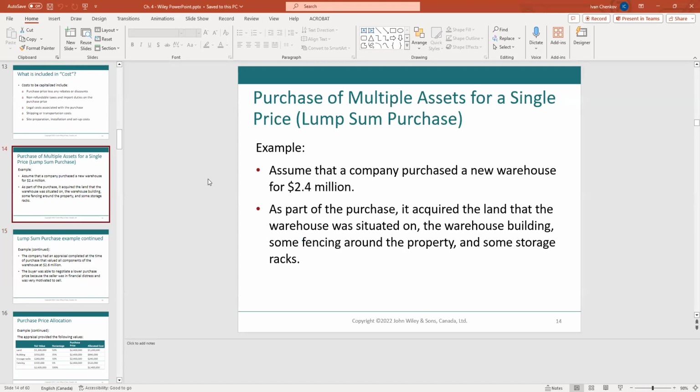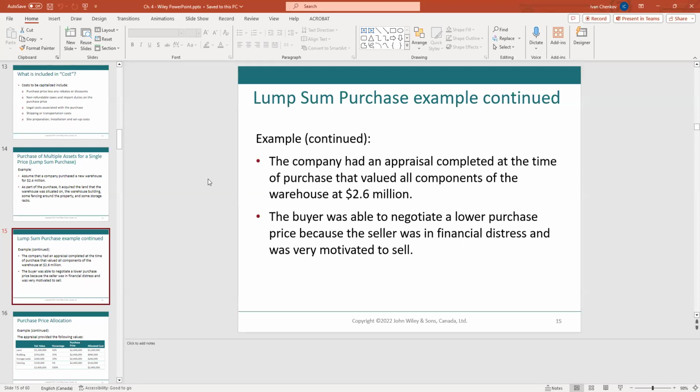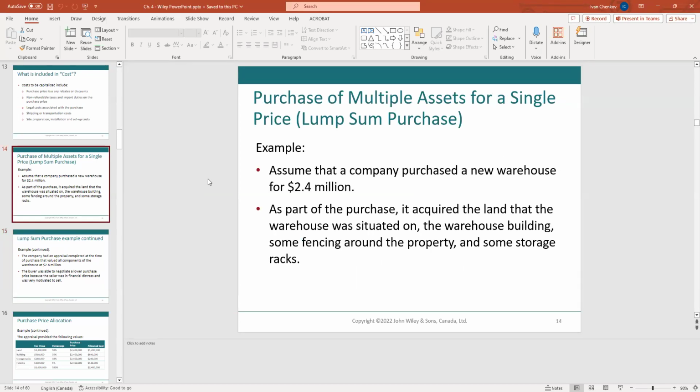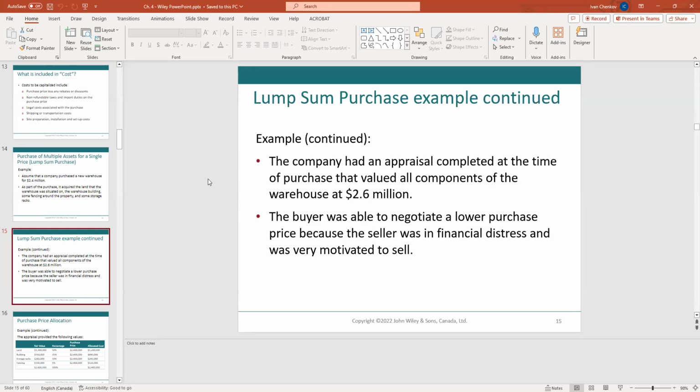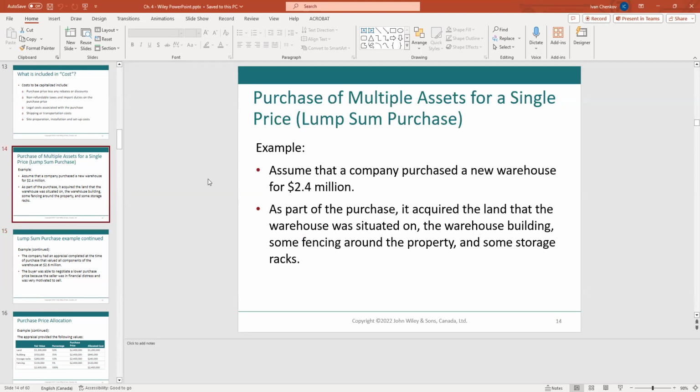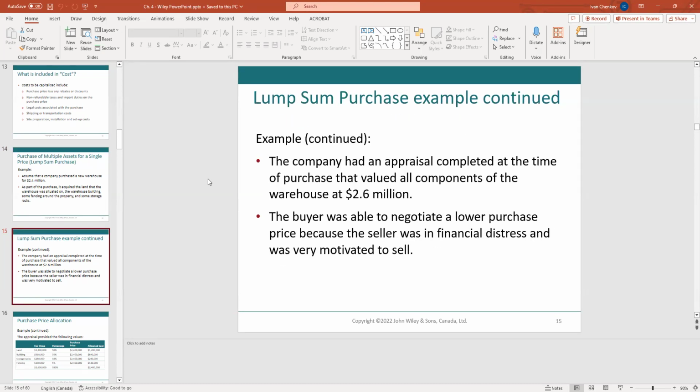Now, as you can see, the buyer was able to purchase all those things. So we have land, we have the warehouse, we have fence, we have storage. And we purchased all those things for 2.4 million. Their market value is 2.6. So I guess, obviously, we negotiated a very good sales price. Now, since every asset has to have its own amount of this 2.4 million that we paid, we have to allocate the 2.4 million over the assets, whose market value is 2.6.